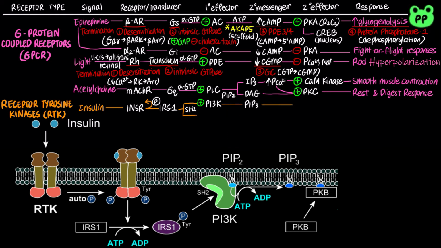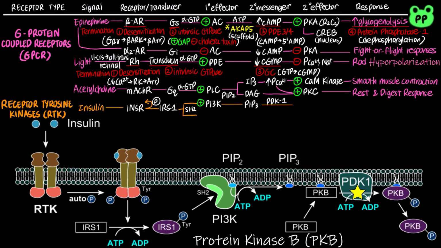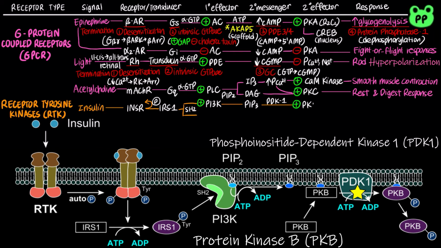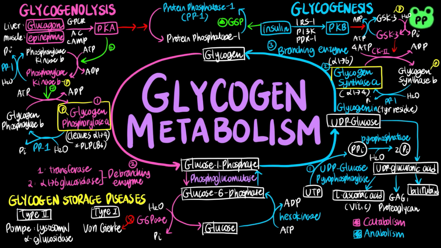PIP3 in turn binds and activates protein kinase B, abbreviated as PKB, through phosphorylation by another protein kinase PDK1, which stands for phosphoinositide-dependent kinase 1. As I mentioned in my previous video on glycogen metabolism, PKB phosphorylates and inactivates glycogen synthase kinase 3, preventing it from inactivating glycogen synthase. Inactivated glycogen synthase ultimately promotes glycogen synthesis, also known as glycogenesis.